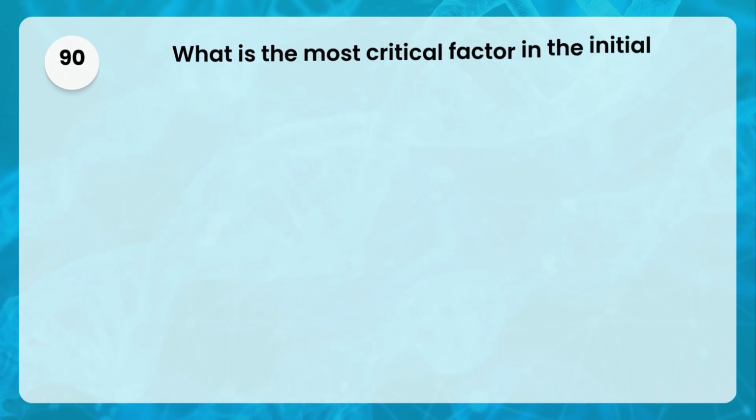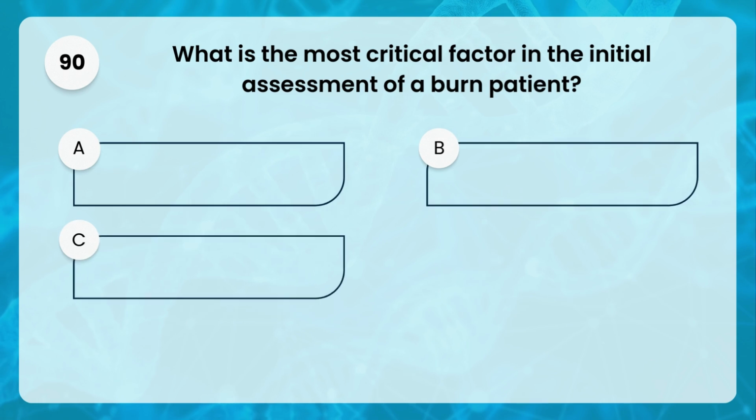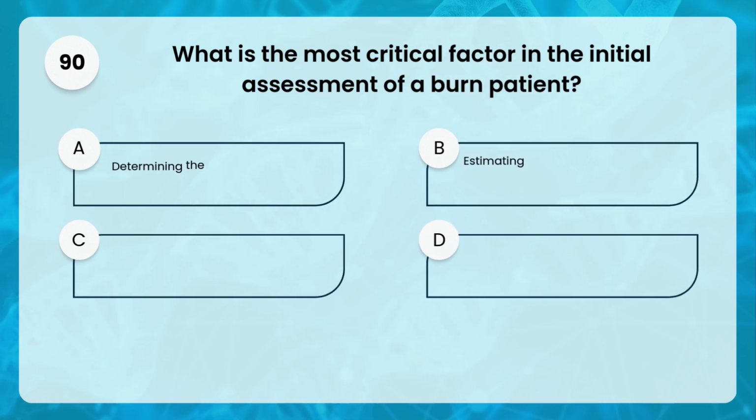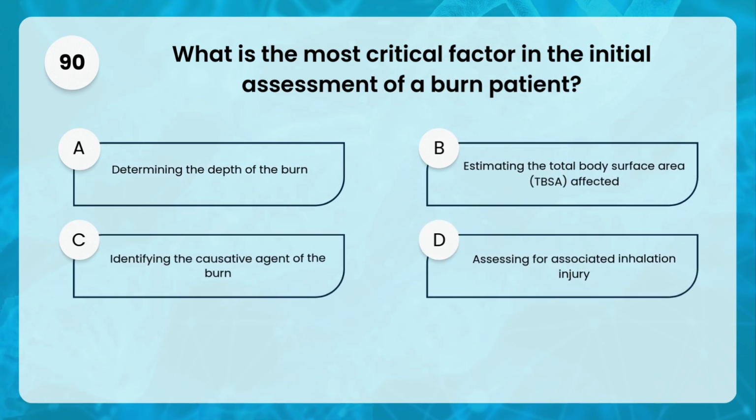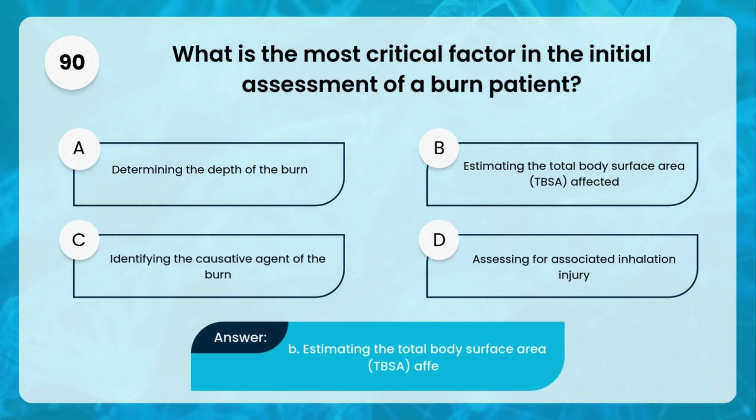90. What is the most critical factor in the initial assessment of a burn patient? A. Determining the depth of the burn. B. Estimating the total body surface area, TBSA, affected. C. Identifying the causative agent of the burn. Or D. Assessing for associated inhalation injury. The answer is B. Estimating the total body surface area, TBSA, affected.